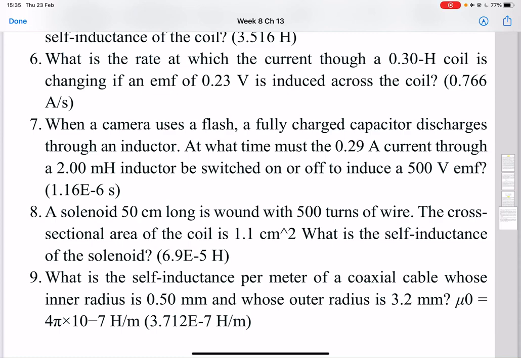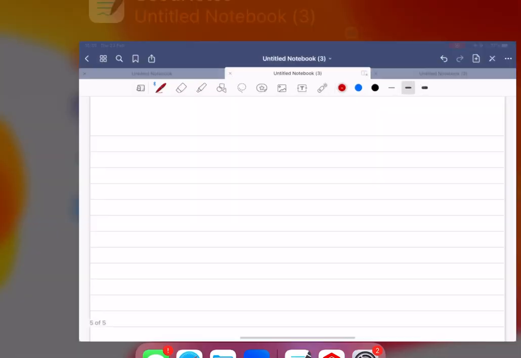So here we have problem number 7. At what time must a 0.29 ampere current through a 2 milli Henry inductor be switched on or off to induce a 500 volt EMF? So basically we have to find a time.